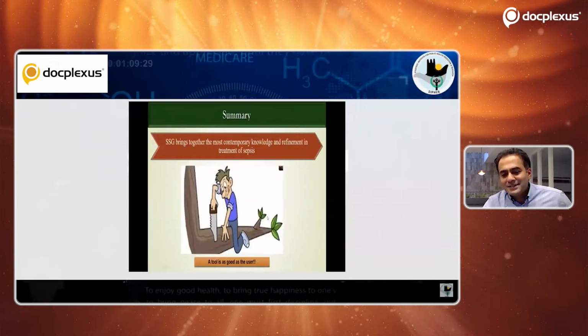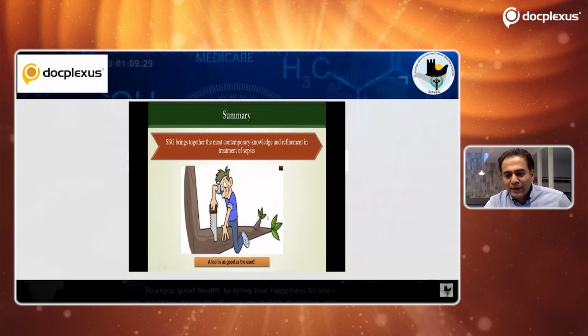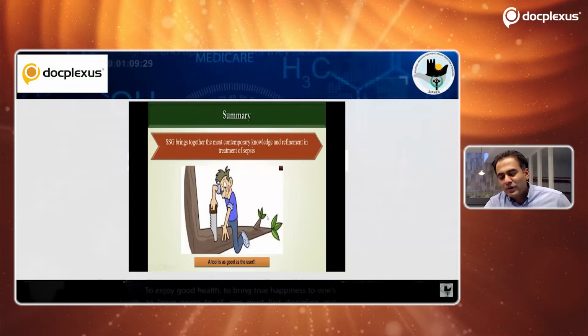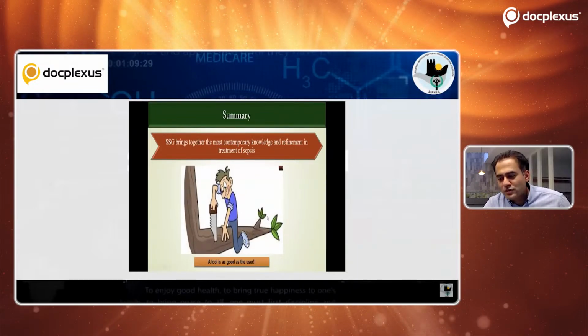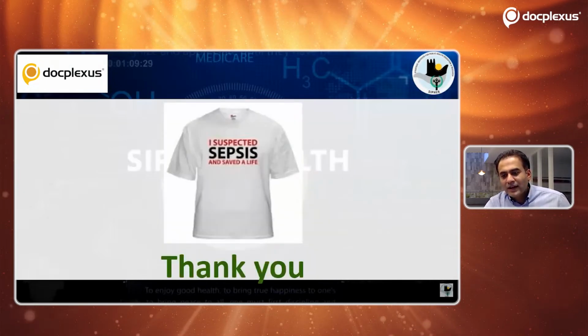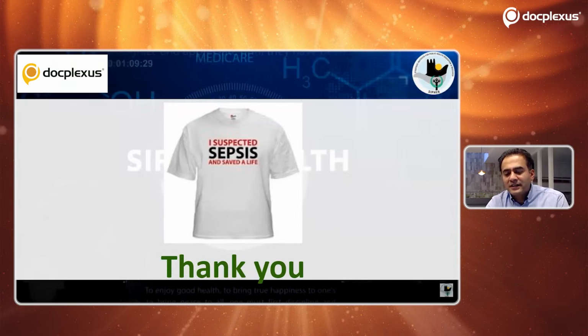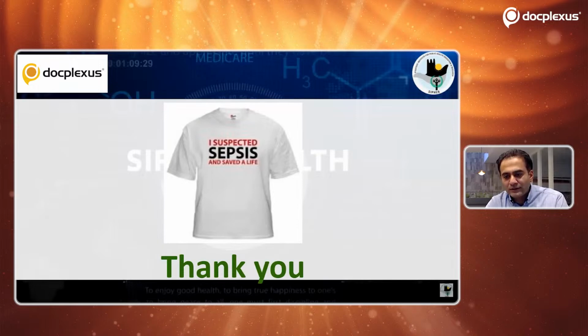And just to summarize, the Surviving Sepsis guidelines bring together the most contemporary knowledge and refinement in the treatment of sepsis. But we need to remember a tool is as good as the user. We should remember these guidelines, but we should also know how to use them. If we can't use them properly, there is no point in having these guidelines. So this is my take home. And if you suspect sepsis and you save a life, it is a very gratifying feeling once you know that the patient walks back out of your ICU after being in sepsis or septic shock.